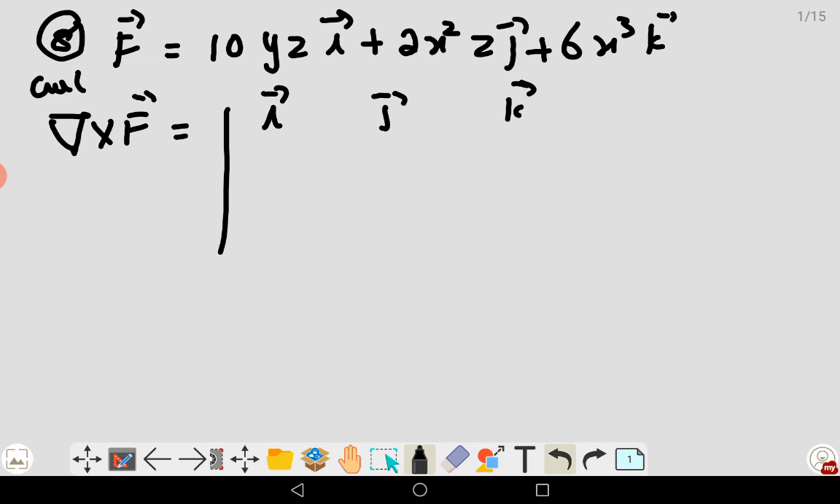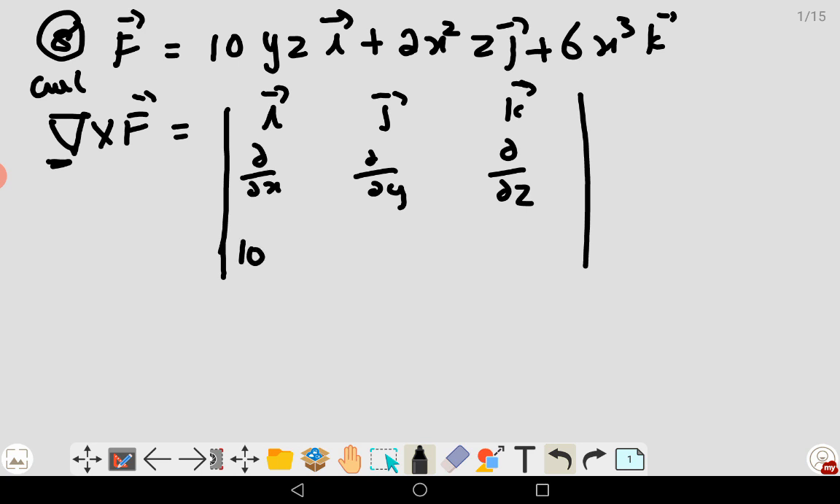Second row: ∂/∂x, ∂/∂y, ∂/∂z are the components of del. Third row: the components of the vector f. First term 10yz, second term 2x²z, third term 6x³.